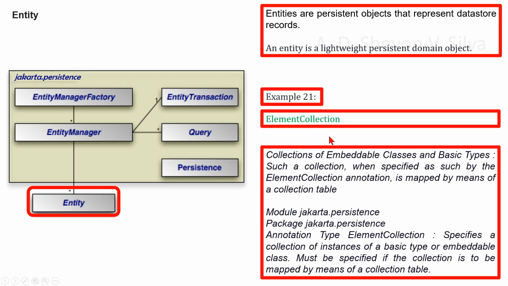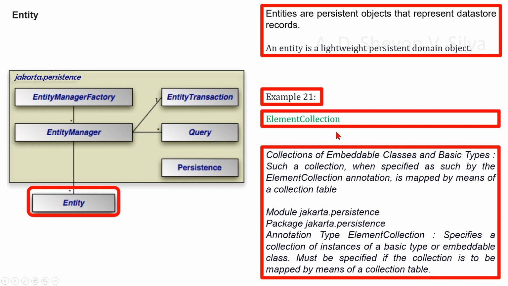Now we are considering collections of embeddable classes and basic types. Such a collection, when specified, such as by the ElementCollection annotation, is mapped by means of a collection table. The annotation type ElementCollection in package jakarta.persistence in module jakarta.persistence specifies a collection of instances of a basic type or embeddable class. A collection table must be specified if the collection is to be mapped by means of a collection table.